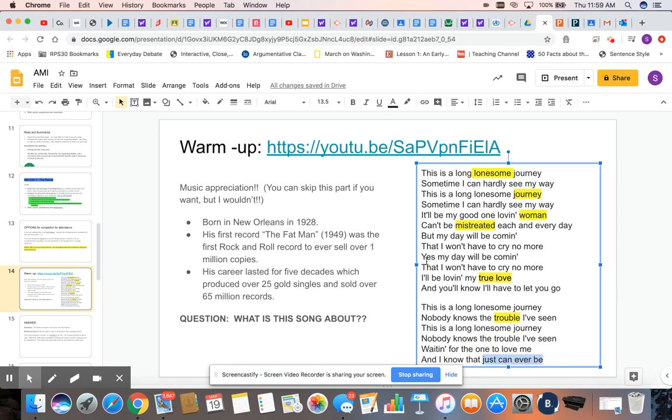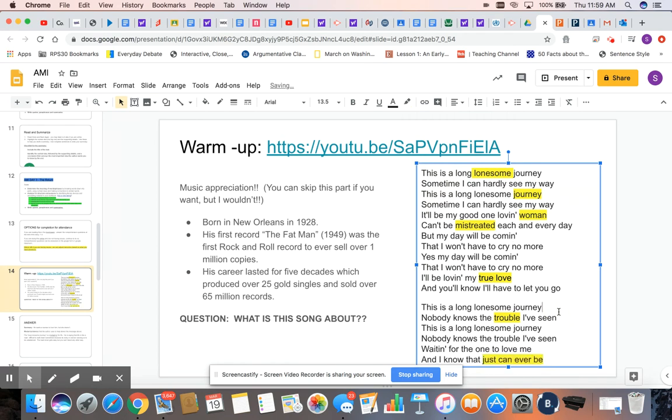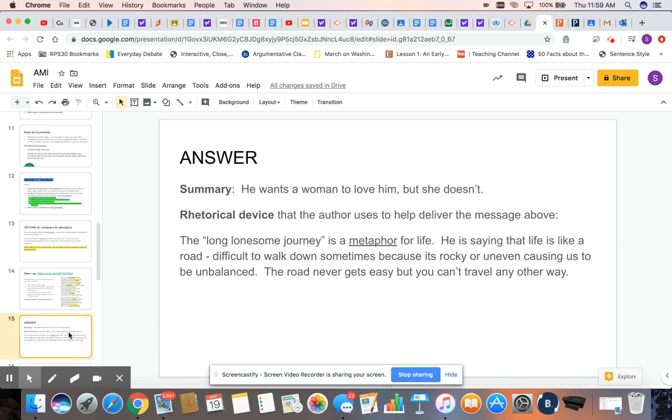This makes us think, again, that he doesn't have a lot of hope for the future. He's just kind of resolved that it's just not going to work out. So, based on these words, what do you think this song is about? We could summarize it by saying he wants a woman to love him, but she just doesn't.